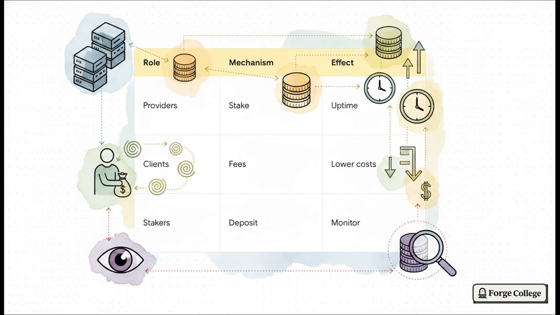But to do so, they actually have to stake tokens, and in return, they earn a share of the fees. This encourages them to maintain high uptime. In the second row, we have clients. They pay those fees to get lower storage costs and reliable access to their data. And finally, in the third row, we have the stakers, or validators. They put down a deposit to constantly monitor the providers and ensure the data is actually there. It's this brilliant, perfectly balanced triangle of economic accountability where everyone keeps everyone else in check.